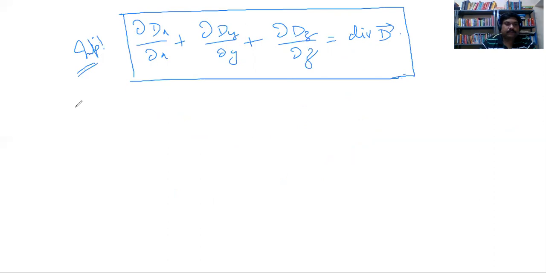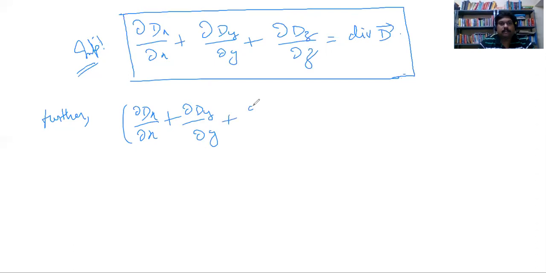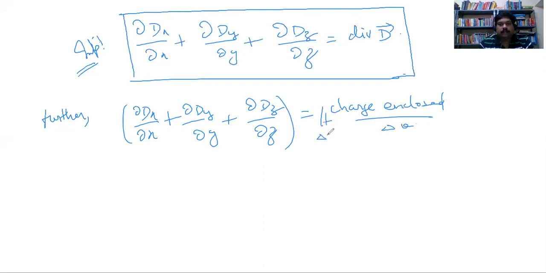Now, proceeding further, before we go to the problem and divergence in different coordinates, we have an interesting result. We saw ∂Dx/∂x plus ∂Dy/∂y plus ∂Dz/∂z equals what? Charge enclosed by volume delta V. So if I put the limit volume delta V tends to 0, this becomes the limit delta V tends to 0 of total charge divided by delta V. Means a very small volume delta V.